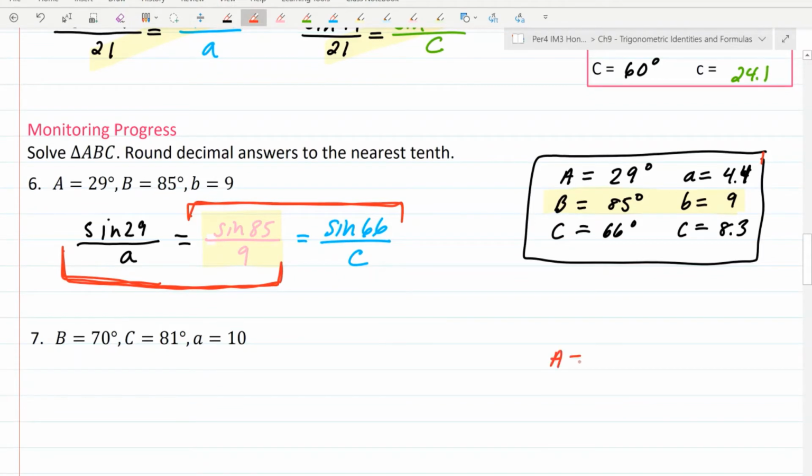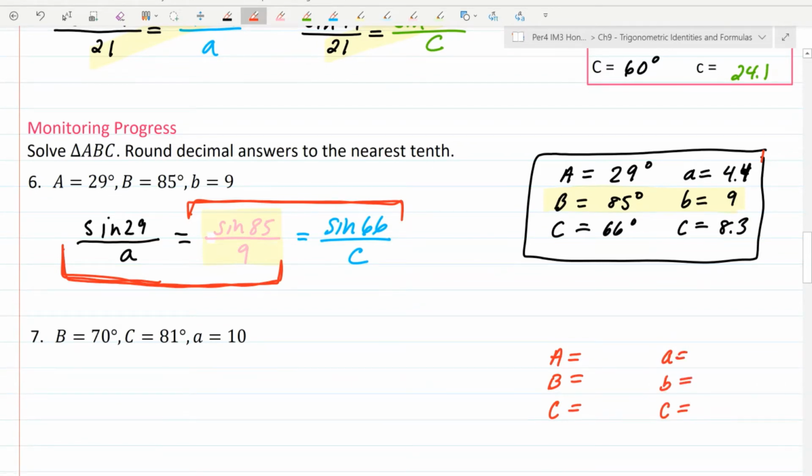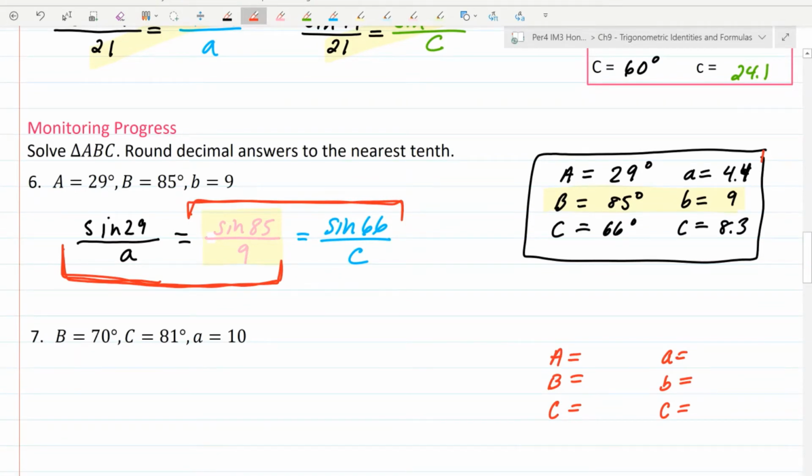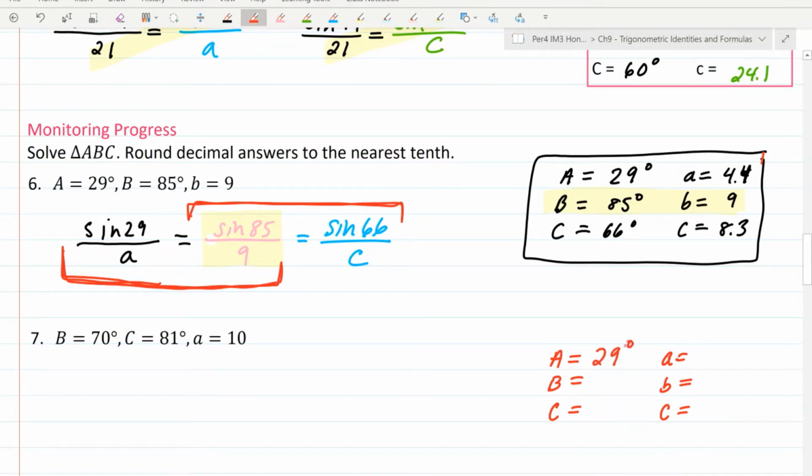Same thing here. I'm just going to go ahead and give you the answers. Hopefully you did these already. If you didn't, again, you should probably pause and go ahead and do the problem ahead of time. Okay, so for this one, A would be 29 degrees, 70 degrees, and 81 degrees. This is 10. This is 19.4 for B, and for C, it's 20.4.